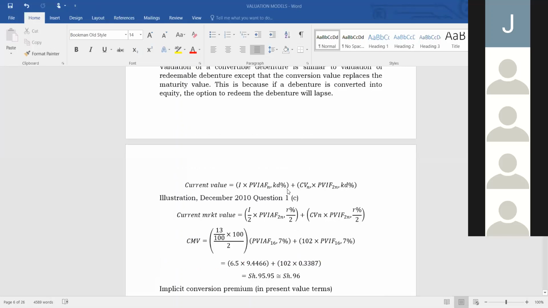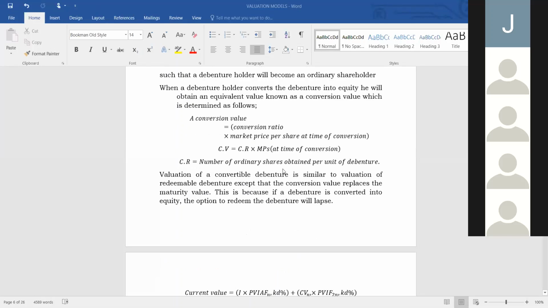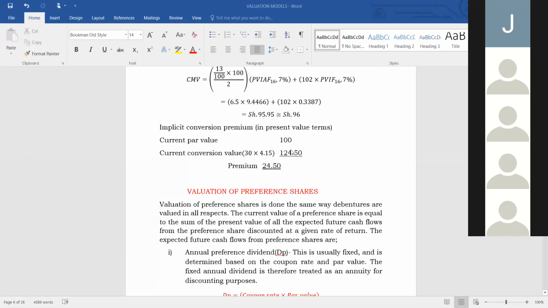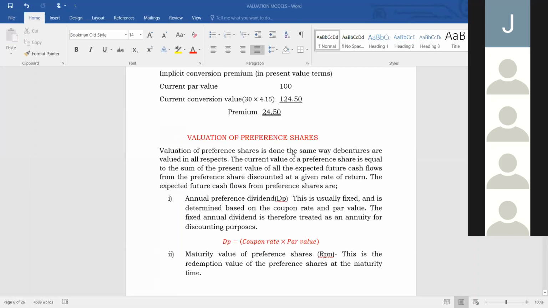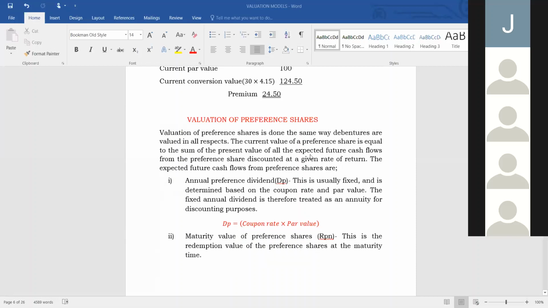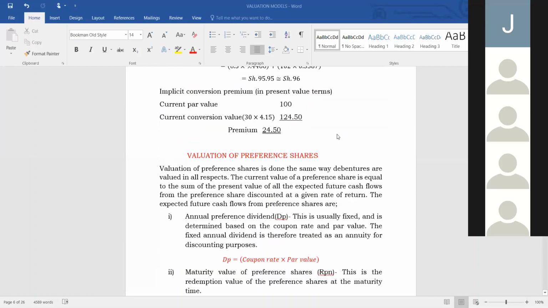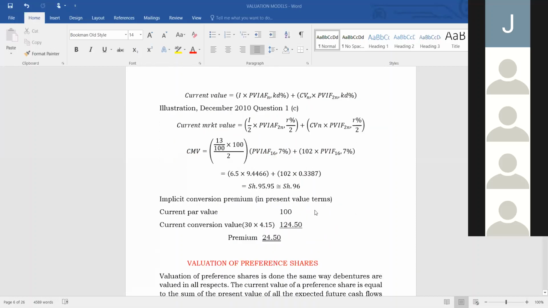There's a small example there which worked out. But I've not seen your syllabus emphasizing much on convertible instruments. But it's good for us to appreciate that. So conversion value is basically the value of ordinary shares obtained at the time of conversion.